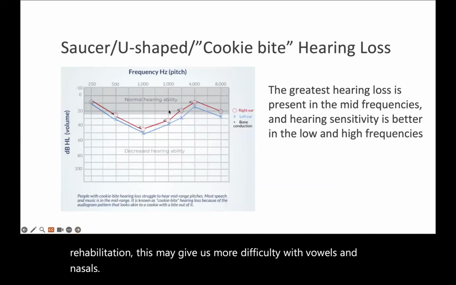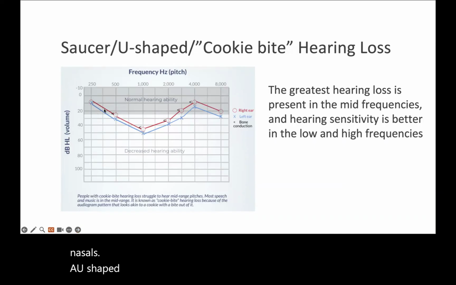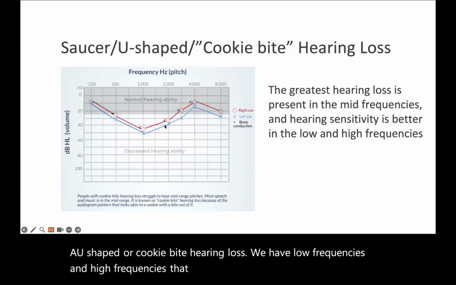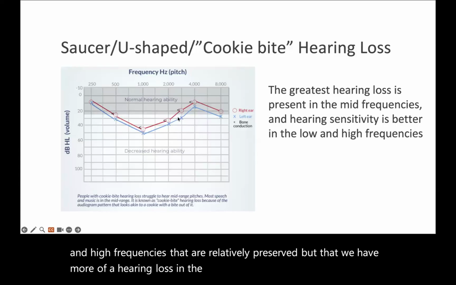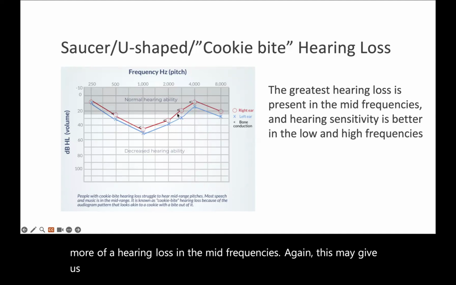A U-shaped or cookie bite hearing loss, we have low frequencies and high frequencies that are relatively preserved, but we have more of a hearing loss in the mid frequencies. Again, this may give us more difficulty with some of our vowels.